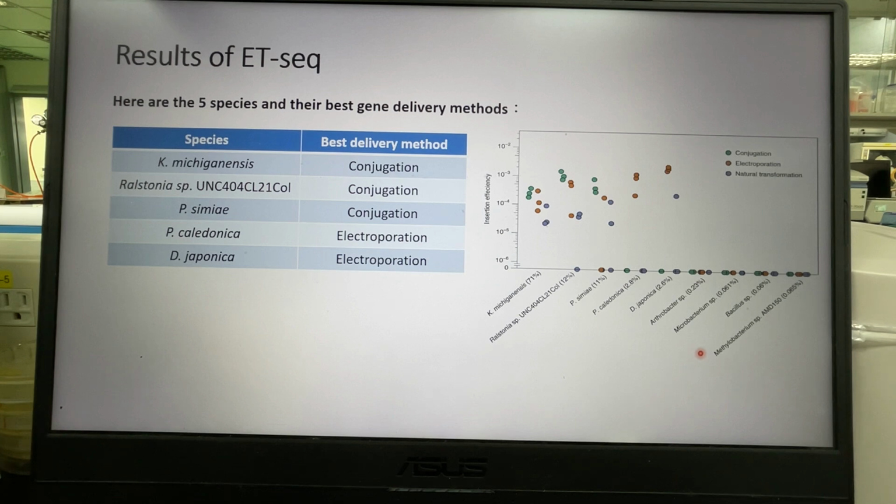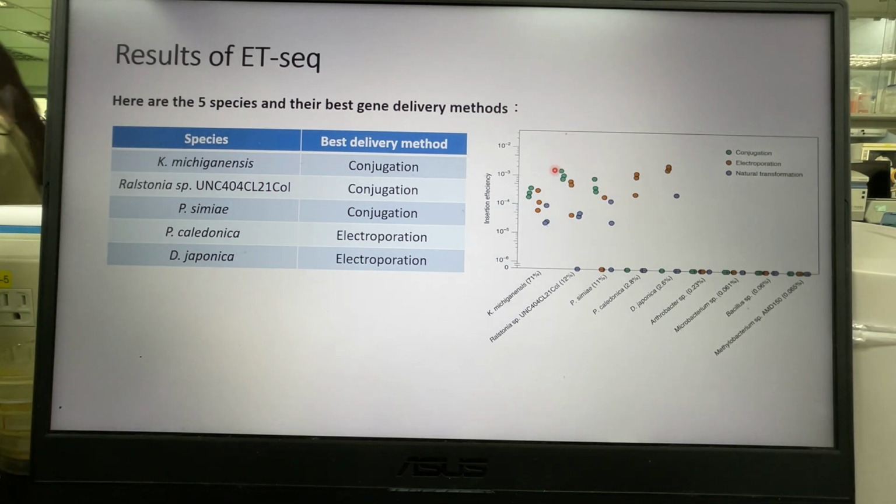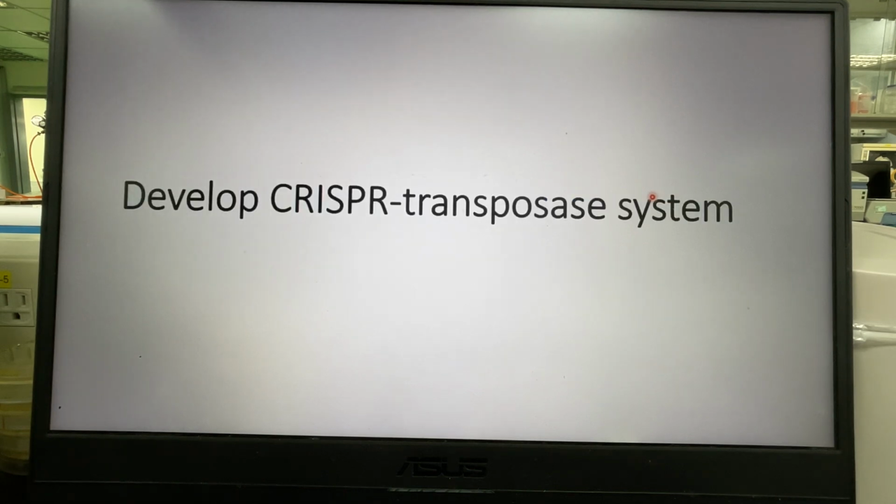And here are the results for the 5 species and their best gene delivery method. As you can see here, the first one, the highest, is conjugation. So the best delivery method is conjugation. The second one is also conjugation. And for the 4th and the 5th, the best way to deliver is electroporation, because that one is the highest.